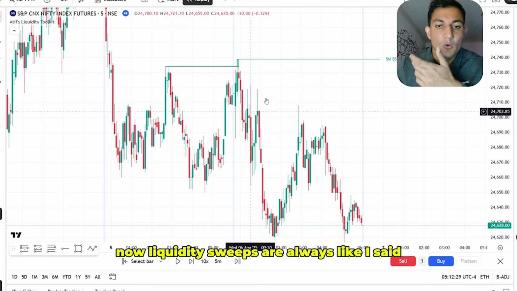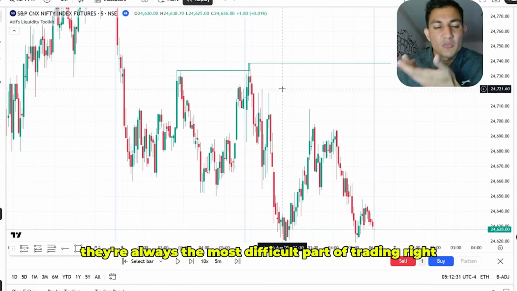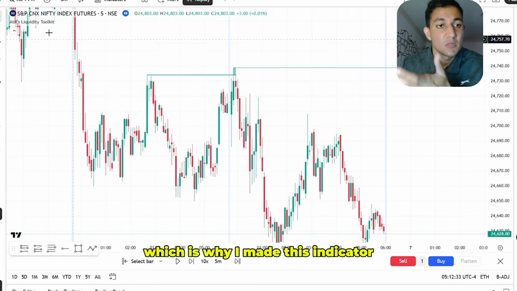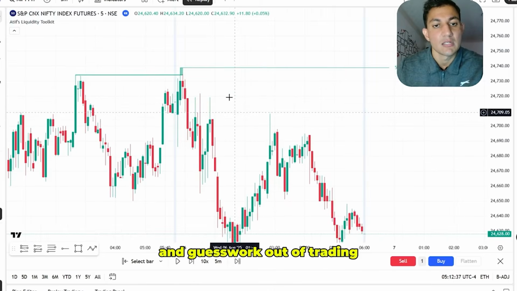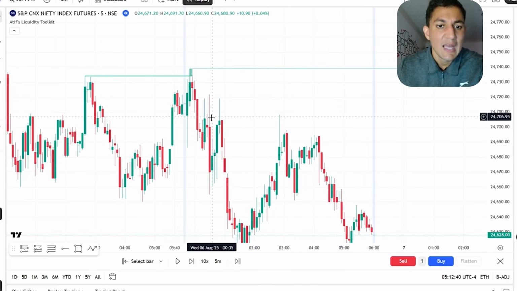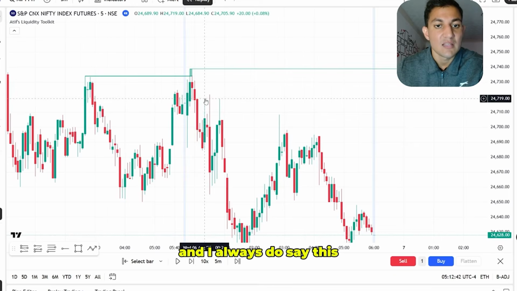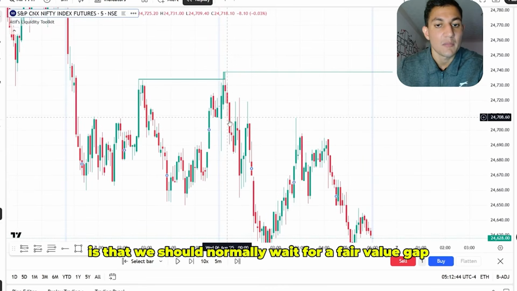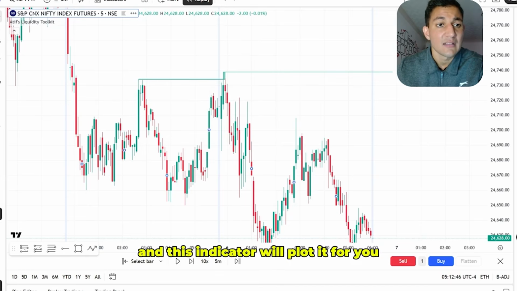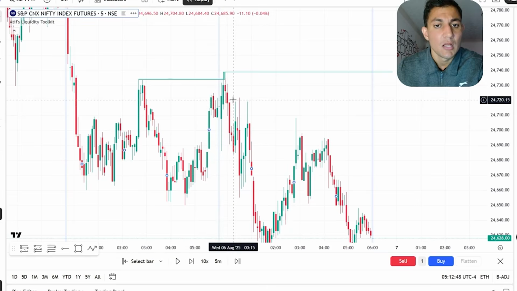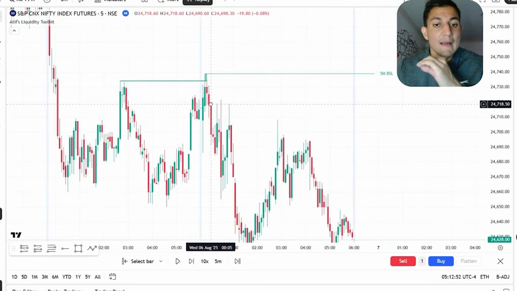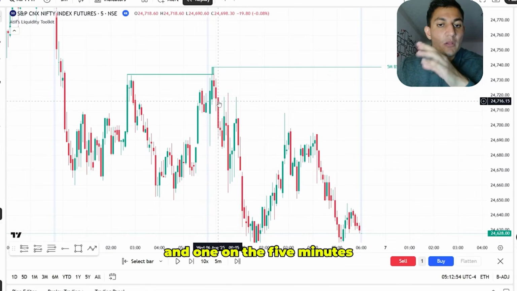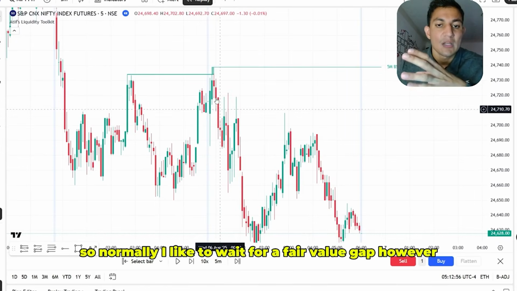Now, liquidity sweeps are always the most difficult part of trading, right? Because it's pretty difficult, which is why I made this indicator, just so it will take all the hard work and guesswork out of trading. So this right here is our sweep. I normally say this, and I always do say this, that we should normally wait for a fair value gap after the sweep, and this indicator will plot it for you. However, I'm going to give you 2 examples, actually. I was only going to give you 1, but I'm going to give you 2 entries. I'm going to show you one on the 1 minute and one on the 5 minute. So normally I like to wait for a fair value gap.